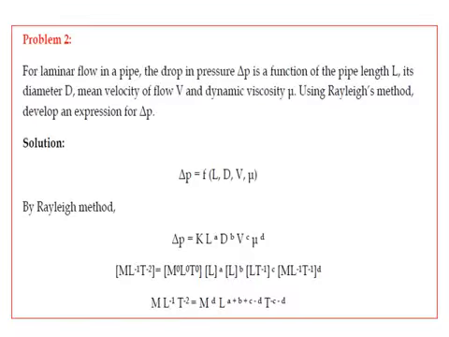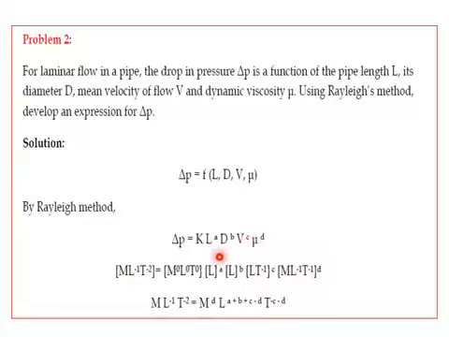The second problem is that for a laminar flow in a pipe, the drop in the pressure, delta P, is a function of pipe length L, its diameter D, mean velocity of flow V, and dynamic viscosity mu. You have to use Rayleigh's method and develop an expression for the pressure drop. So the pressure drop is a function of length, diameter, velocity and dynamic viscosity. Therefore you can raise each to a power: delta P can be written as k L to the power of a, D to the power of b, V to the power of c, and mu to the power of d.